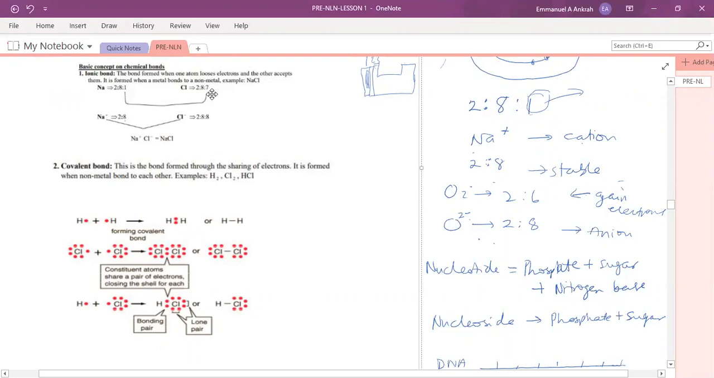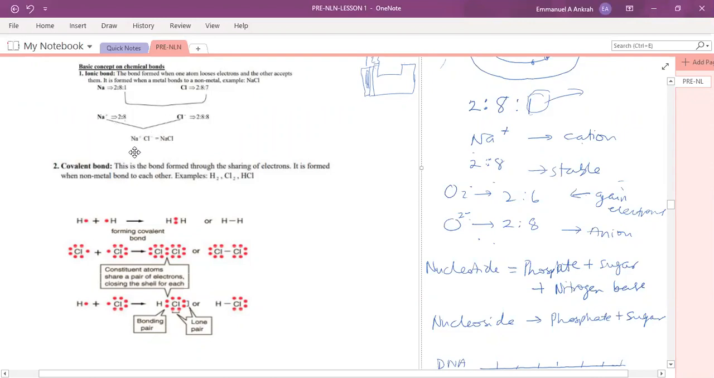Chlorine has 7 on the outside, so it has a valence of 7. So sodium can lose its 1 electron and give it to the chlorine. When this happens, sodium becomes 2, 8. It's stable. The chlorine gained 1 electron, so it now has 8 on the outside. So you can see chlorine is also stable, right? So both are stable. So you have Na+, then chlorine becomes Cl- because it gained 1 electron.